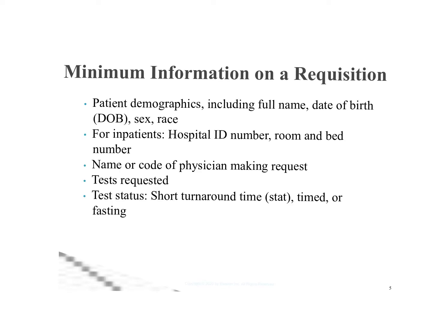The requisition forms must have, at a minimum, the patient demographics, including their full name, date of birth, their sex, so male or female, and their race. For inpatients, hospital ID number needs to be on there as well, the room and bed number, too. Name or code of physician making the request, the tests that are requested, and then the test status. So short turnaround time, is it stat, is it timed, or is it fasting?